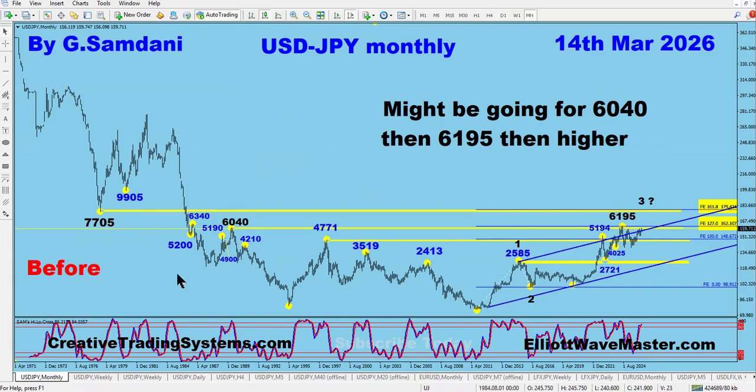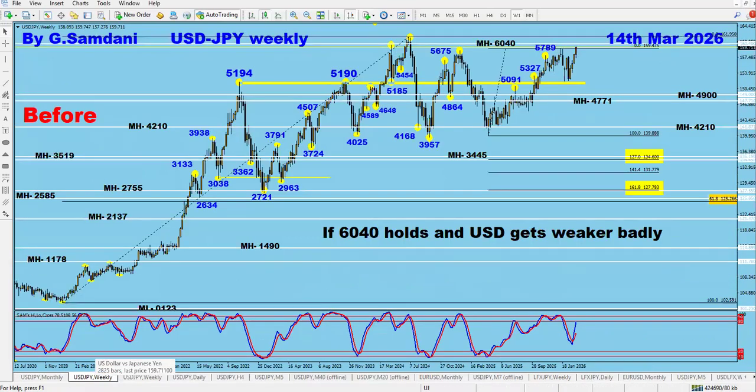Right, so that's telling me that very bad things are about to happen out there in the world. So be ready. The USD yen weekly chart, like I said again, is showing you that this is what's happening.